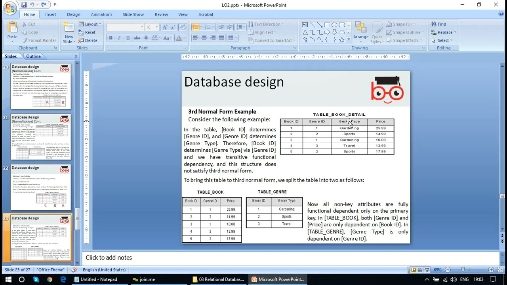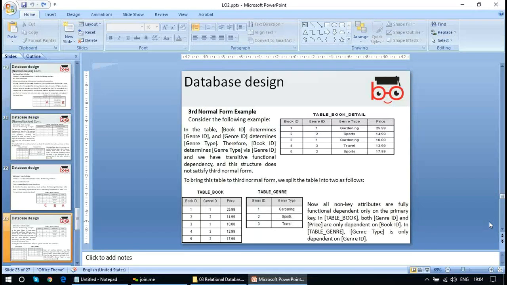So until this table, this became the second normal form, and in the third normal form, what happened? The genre ID is now depending on the book ID.